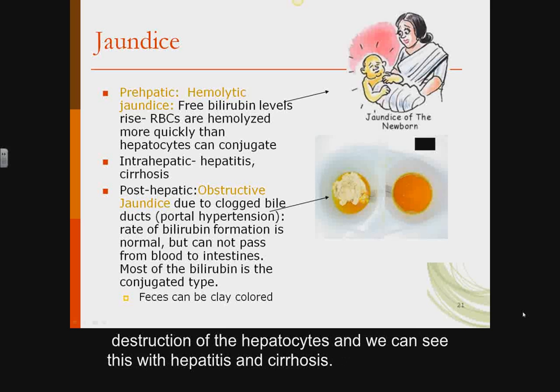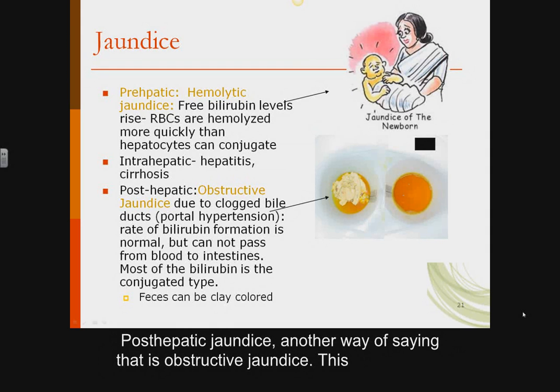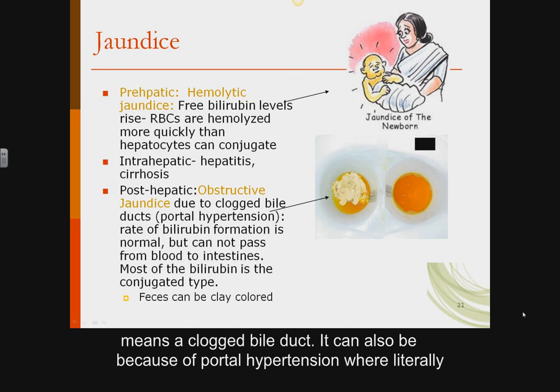With intrahepatic jaundice, this is now destruction of the hepatocytes, and we can see this with hepatitis and cirrhosis. Posthepatic jaundice, another way of saying that, is obstructive jaundice. This means a clogged bile duct.